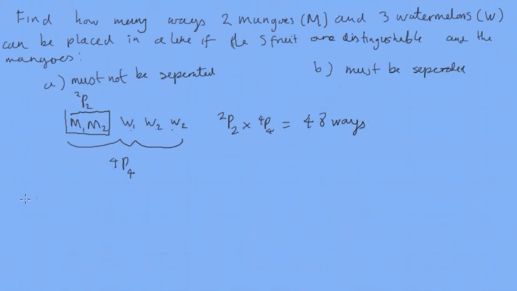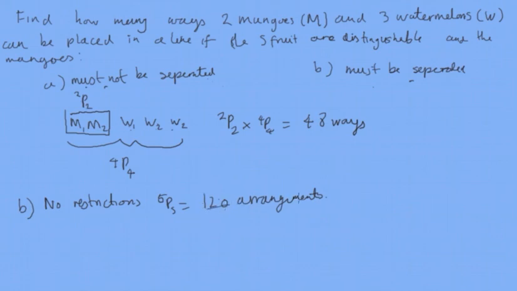Now, if they can be separated, let's think about how many ways, if there were no restrictions, there would be 5P5, which is 120 arrangements. Now, all these 120 arrangements are giving no restrictions. Now, let's think about these 2 statements. The mangoes in the first case, they must not be separated. In the second one, they must be separated. These are 2 exclusive statements. The mangoes either are or they aren't separated.